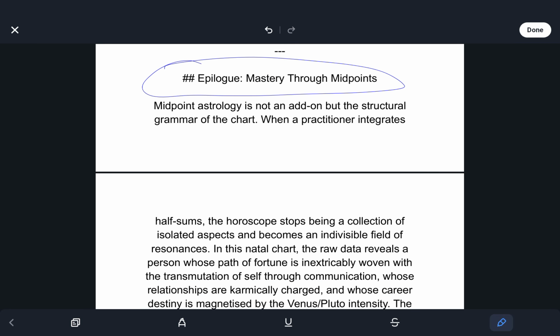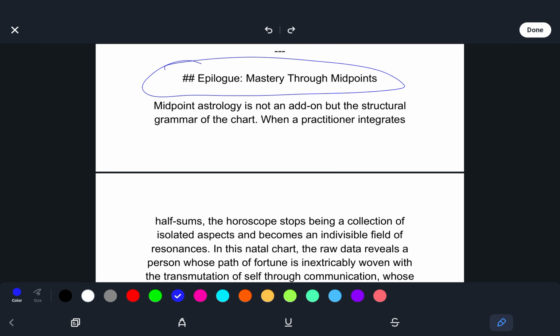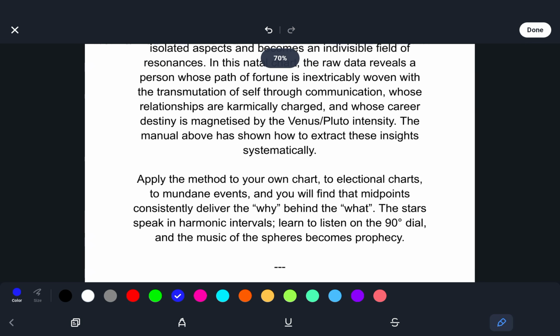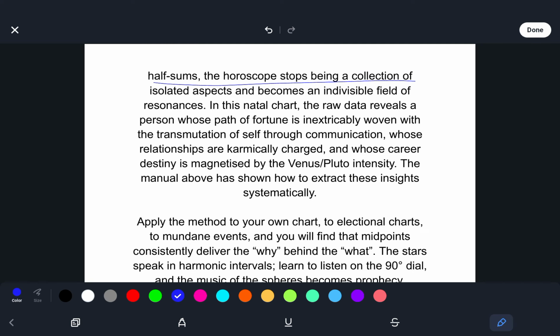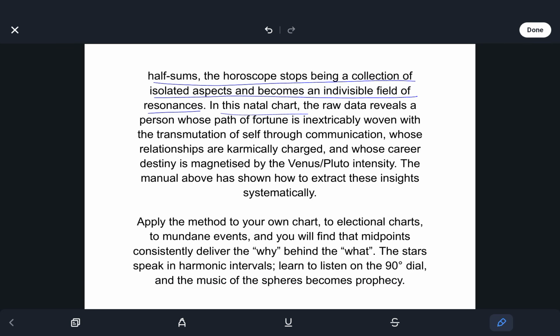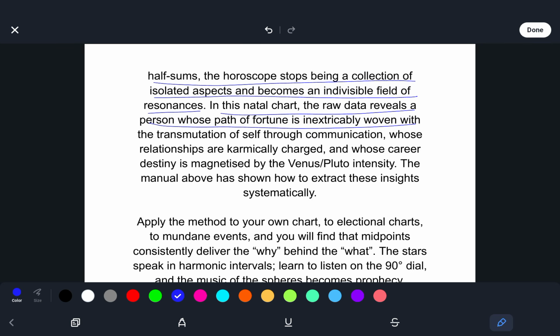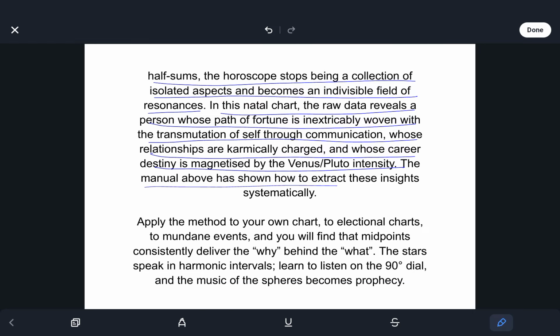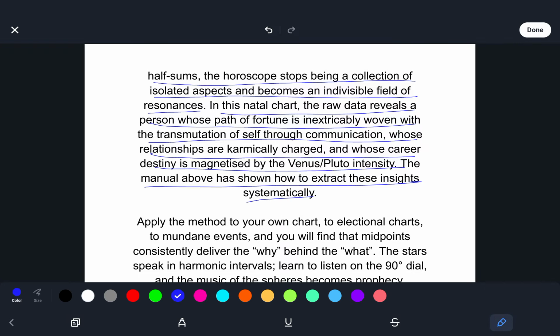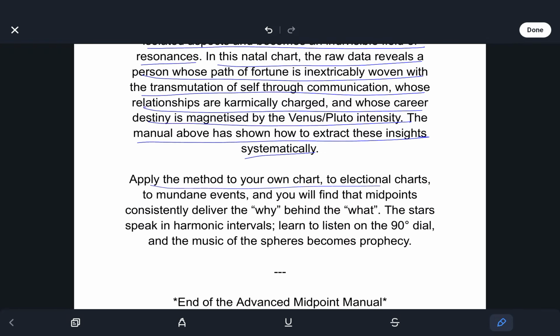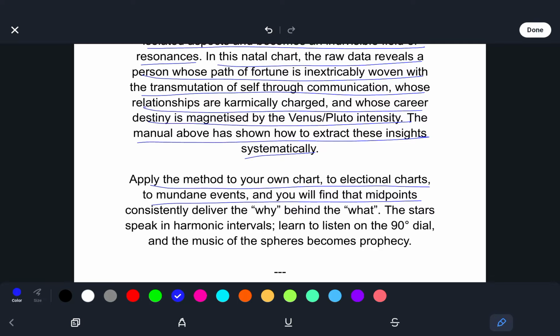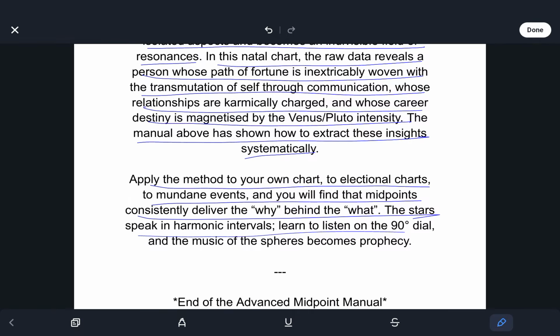Mastery through midpoints. Midpoint astrology is not an add-on, but the structural grammar of the chart. When a practitioner integrates half sums, the horoscope stops being a collection of isolated aspects and becomes an indivisible field of resonances. In this natal chart, the raw data reveals a person whose path of fortune is inextricably woven with the transmutation of self through communication, whose relationships are karmically charged, and whose career destiny is magnetized by the Venus-Pluto intensity. The manual above has shown how to extract these insights systematically. Apply the method to your own chart, to electional charts, to mundane events, and you will find that midpoints consistently deliver the why behind the what.